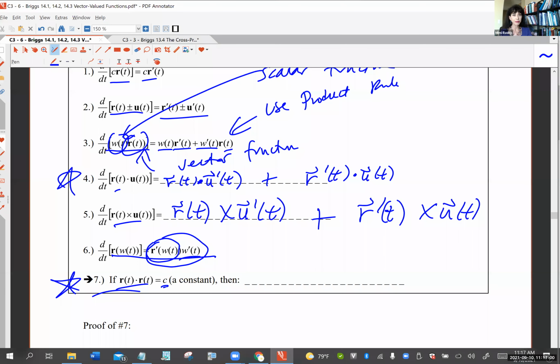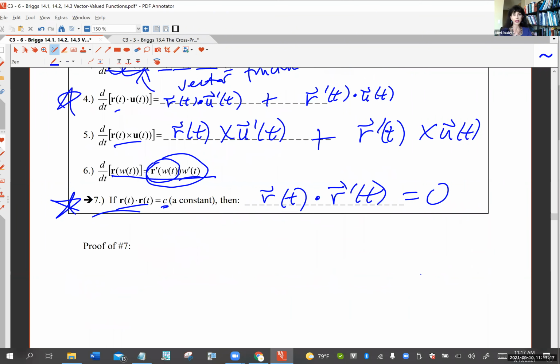That doesn't always happen because sometimes you get a function of t. Then what's true is r dot product with its derivative will give you 0. So in other words, it's going to be orthogonal to its tangent vector. Cool. I'm going to prove it.